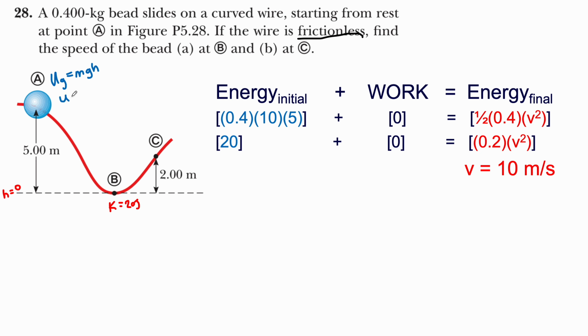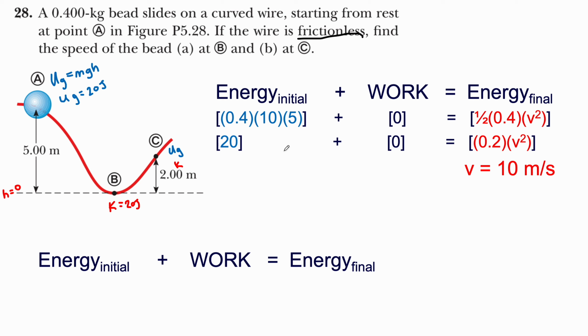So up here, if you solve it, we end up with 20 joules initially of gravitational potential, and that gets converted entirely into kinetic at the bottom. Now at point C, it has both gravitational potential and it has kinetic energy. The total of those have to equal the 20 joules it started out with, but the question is, how fast is it moving at that point?